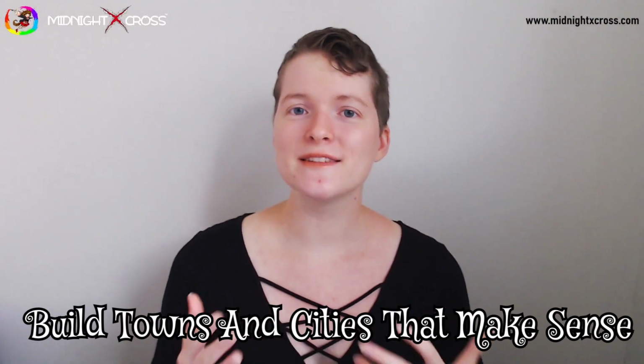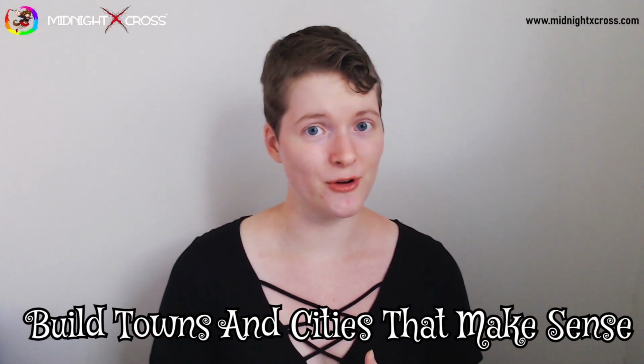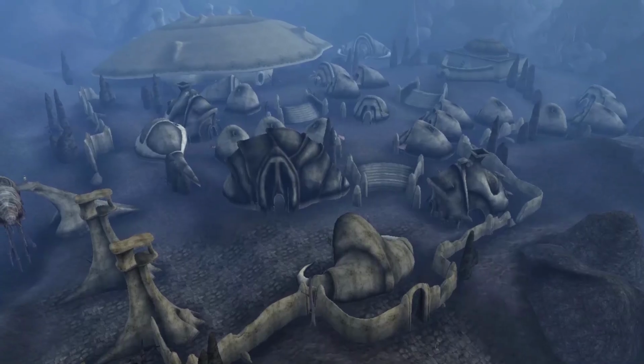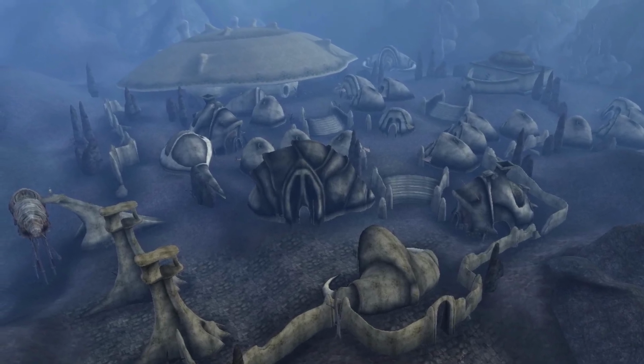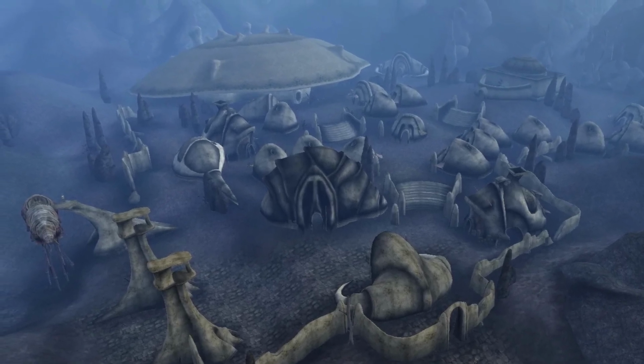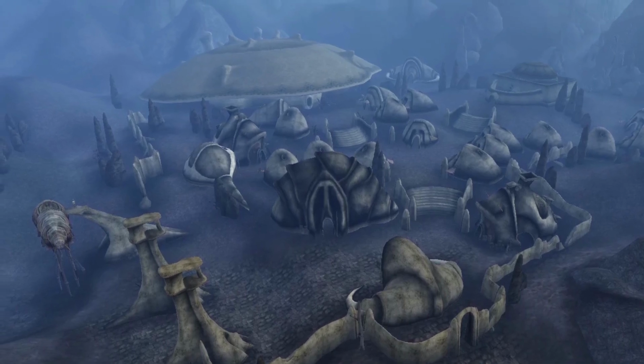Number 9, build towns and cities that make sense for your world. The towns and cities are where the main characters would live in your story, and so building towns and cities that make sense for your world is going to help your world feel more realistic and believable. I think a really good example of this is in Morrowind, where in Alderaan they have the Manor District in the big shell of the Scar Crab. I think that's very creative, and it also suits the desert region that it takes place in as well.